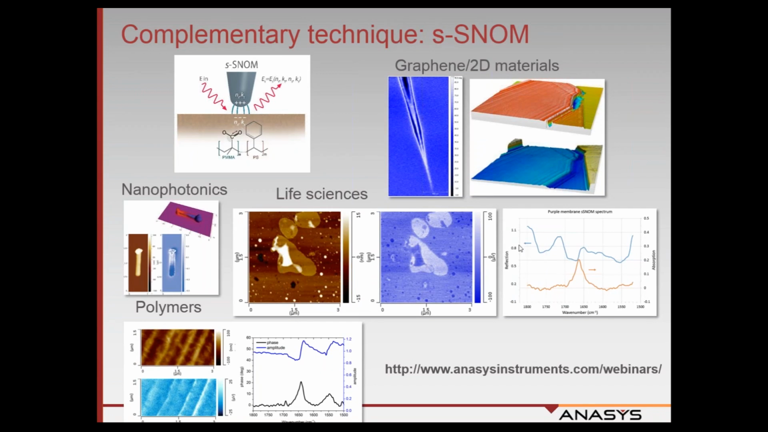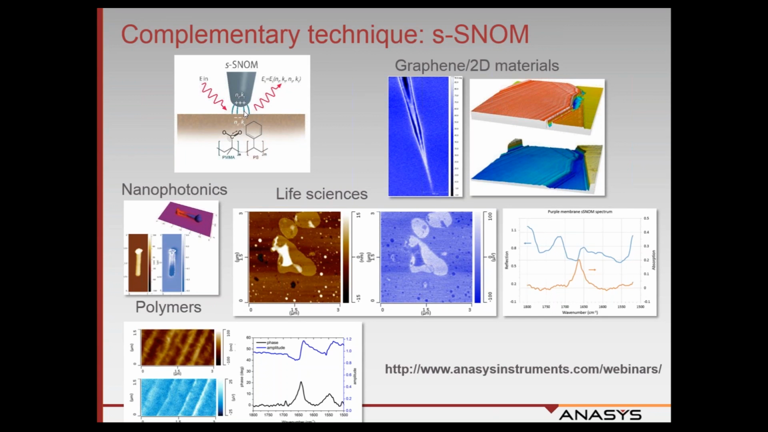I mentioned earlier about the complementary technique of scattering SNOM. So essentially what we do in scattering SNOM is we again illuminate the probe and sample using a source, and this source can be in the IR or even in the visible as well. People have demonstrated it into the terahertz.